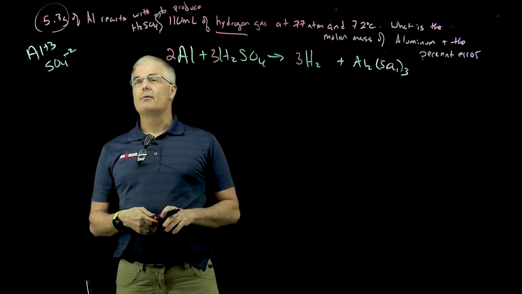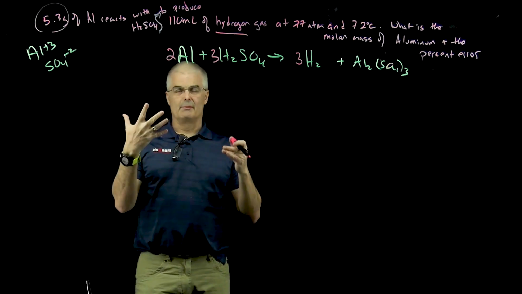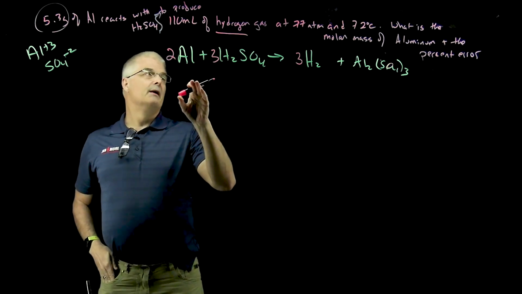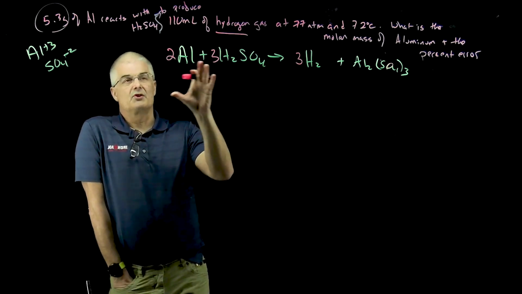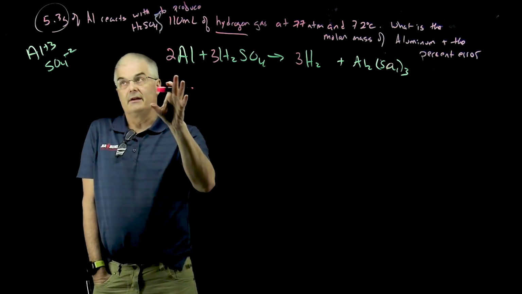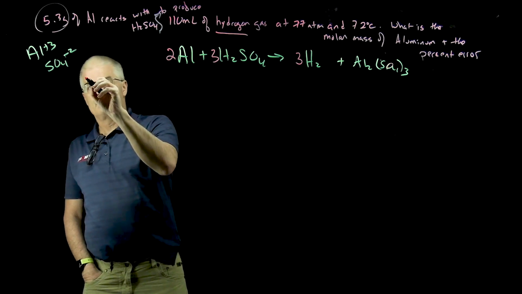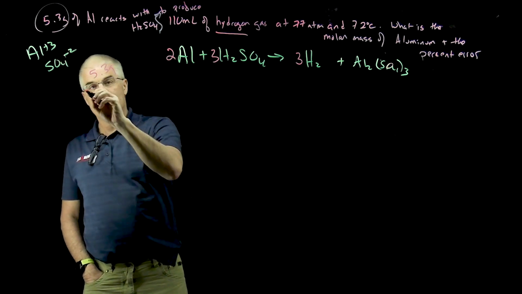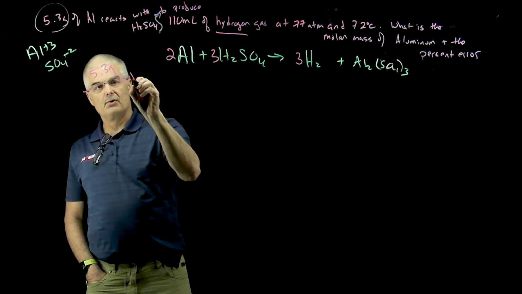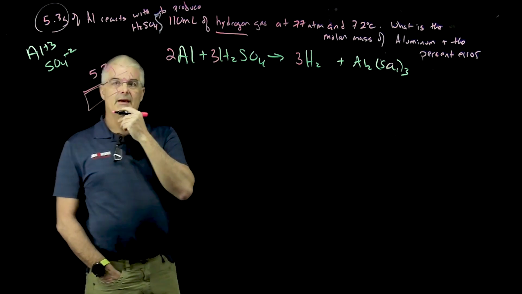All right. Now, what do we know? Let's remember we're trying to find the molar mass of aluminum. This is a weird question because we know the molar mass of aluminum was 27 from the periodic table, but we're going to try and see what it was experimentally. So molar mass of aluminum is going to be 5.3 grams, we know its mass already, divided by so many moles. And we have to find the moles.